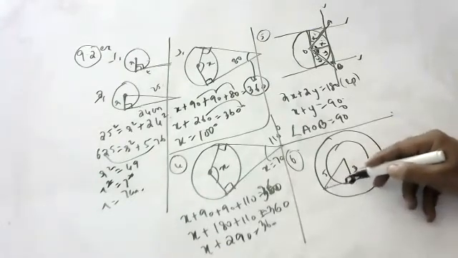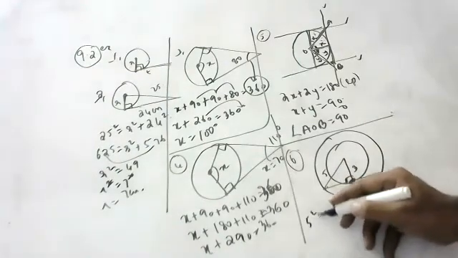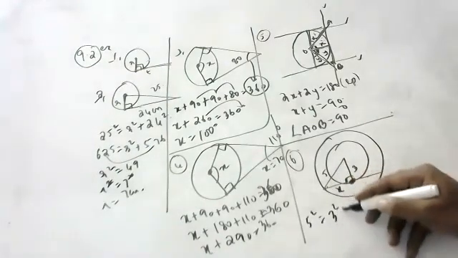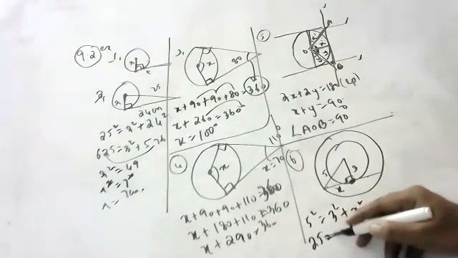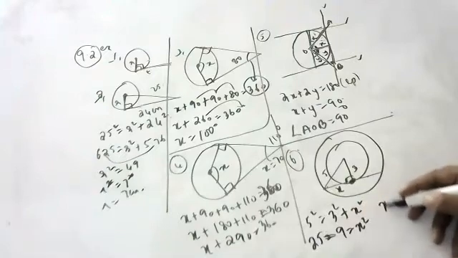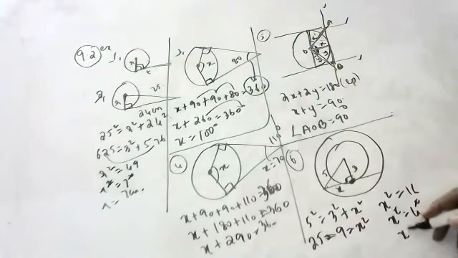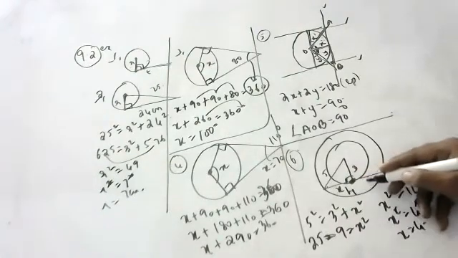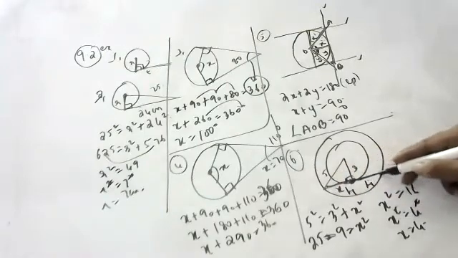By using Pythagoras theorem, we can find out the other side of the triangle. 5 square is equal to 3 square plus x square. 25 minus 9 is equal to x square. 16 is equal to x square. x is equal to root 16. x is equal to 4. If this is 4 centimeters, this is also 4.